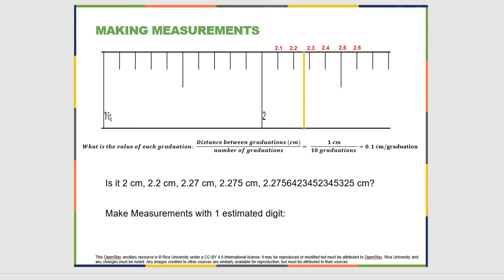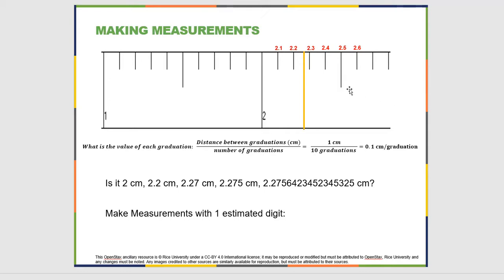Well, the first thing you do is you take the distance between the numbered graduations. In this case, the distance between 1 and 2 is 1 centimeter. And then you count how many graduations are in between. 1, 2, 3, 4, 5, 6, 7, 8, 9, 10. So there are 10 graduations in between. If this distance is 1 centimeter and there are 10 graduations in between, each one of these is 0.1 centimeters. 1.1, 1.2, 1.3, so on and so forth. Here I've labeled them in the 2 range. So this is 2.1, 2.2, 2.3, 2.4, 2.5, and so on.